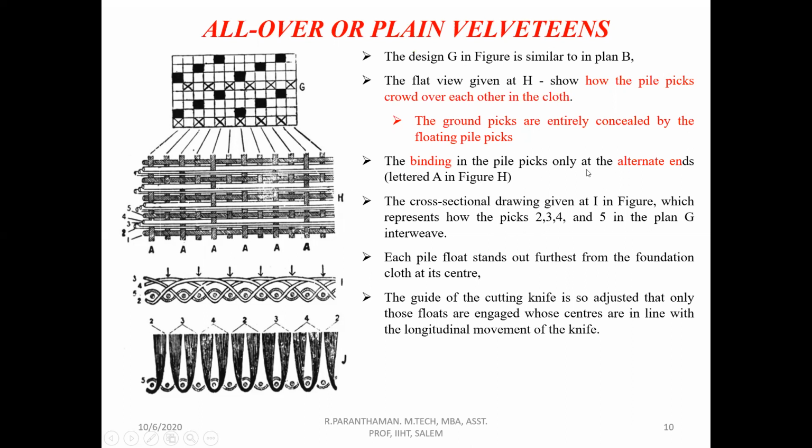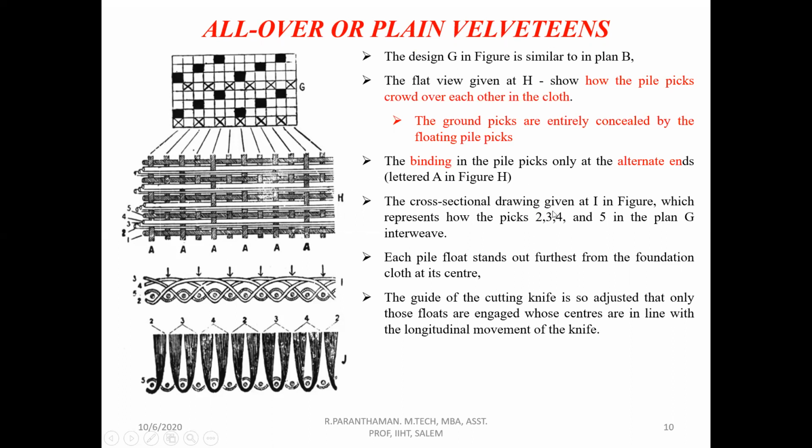Then the binding in the pile picks is only at the alternate ends. See the letter A. So that only creates binding. The A portion only creates a binding. See the third A. It will create binding in the third pick. Okay. See here. So that is the binding point. The binding occurs only at the point of A.